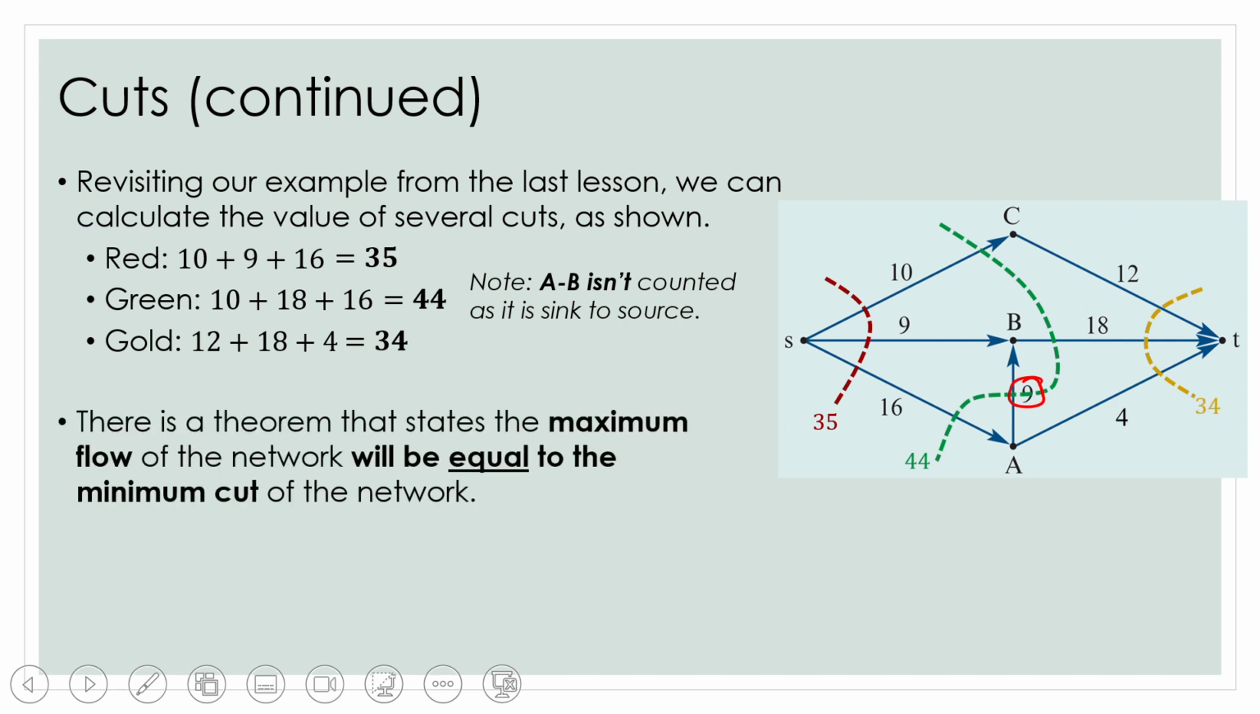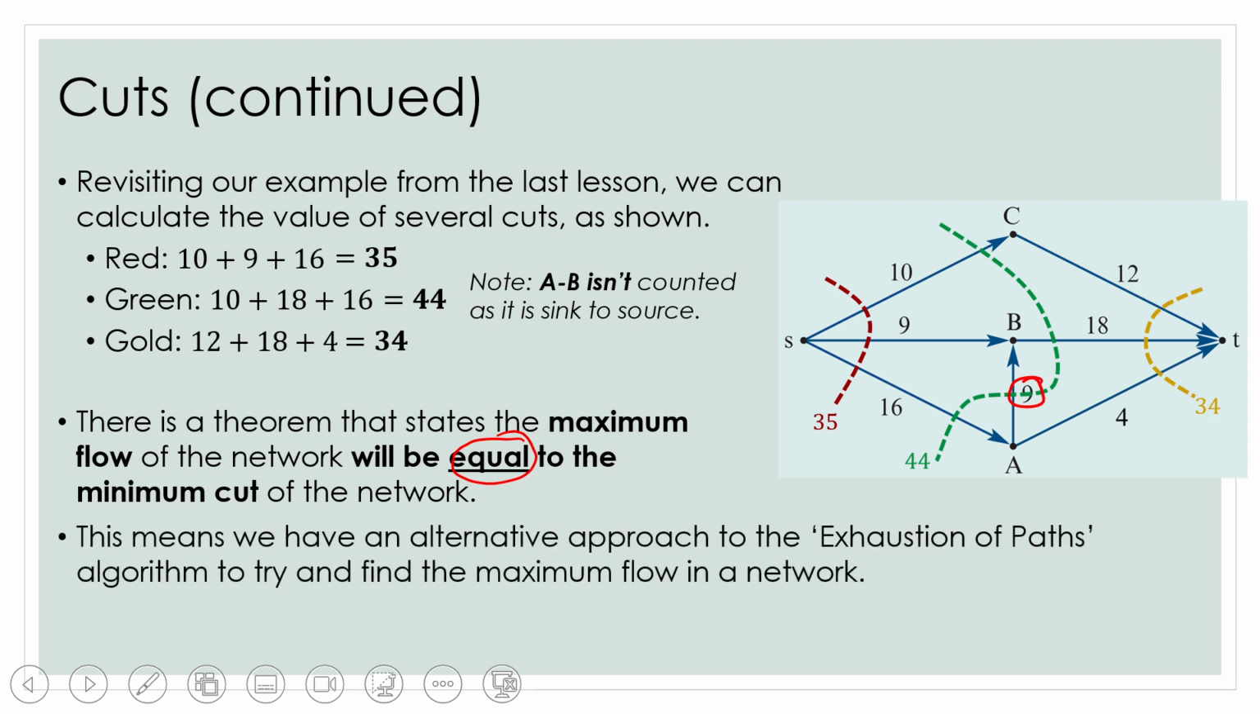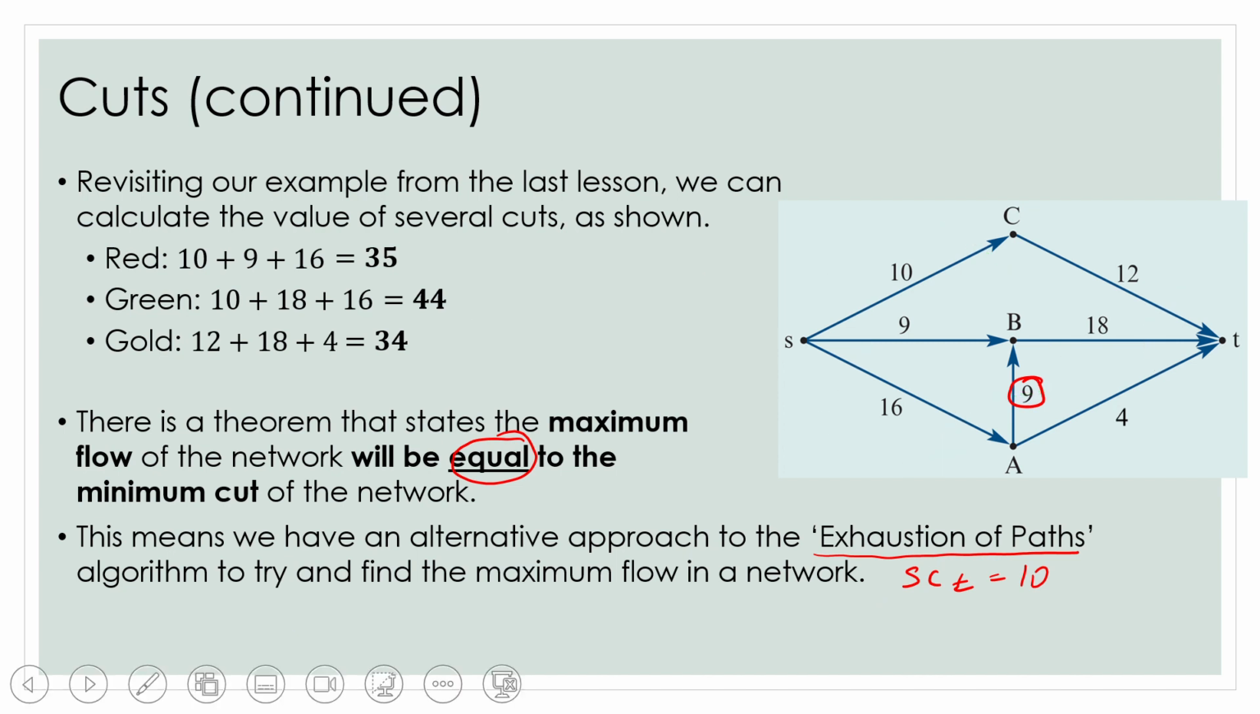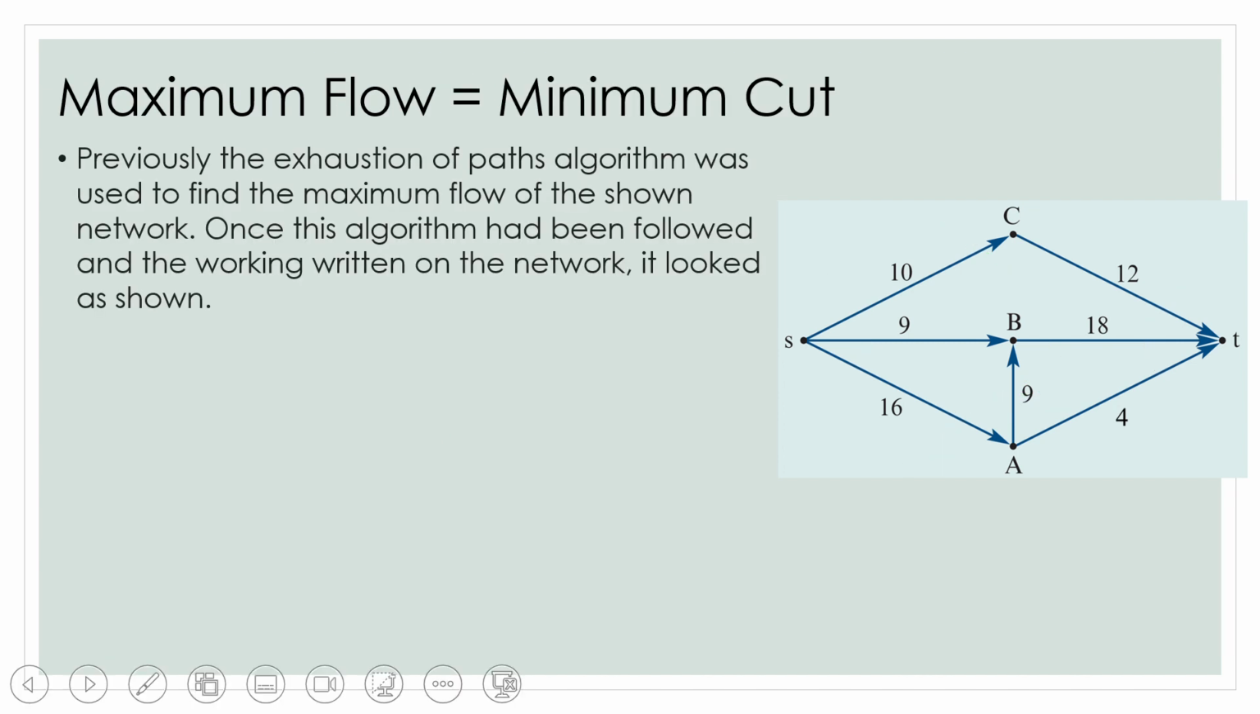And there is a theorem that what we just said before, that the maximum flow is going to be equal to the minimum cut, as we suggested with our first example in this video. The alternate way is the exhaustion of paths, which is going to be doing the lists of S, C, T, as we just did in the previous video. And writing how many you can fit across there, which is obviously 10, going through the other ones, etc., etc. So we used that algorithm last time.